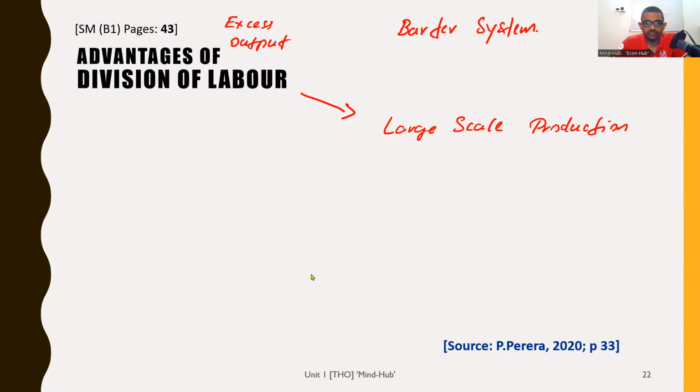Okay. So you always try to get an excess output, because only if you have an excess can you exchange it with other goods and services. Now the fisherman needs about 4 kilograms of fish for his and his family's consumption.